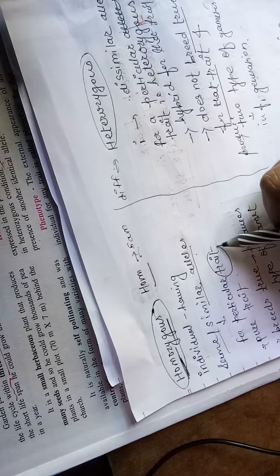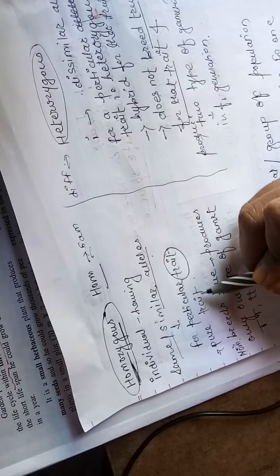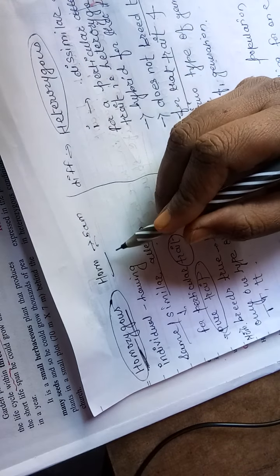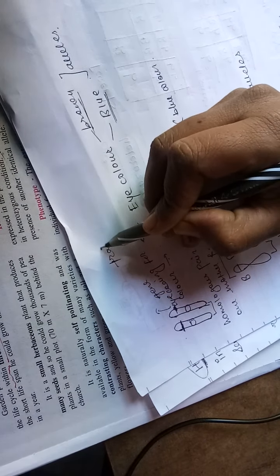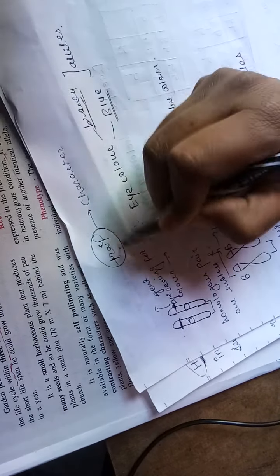Homozygous is an individual having the same or similar alleles for a particular trait, or it is also called a pure trait. It means some of the population of animals, or some individuals, have the same alleles for a particular trait. आता trait म्हणजे काय? The trait means what? It is one of the characters. We already studied the trait.